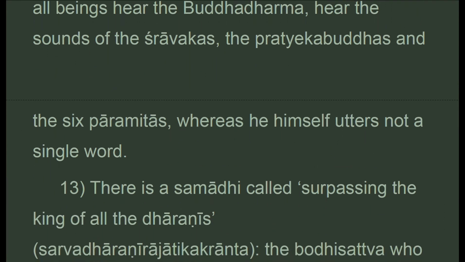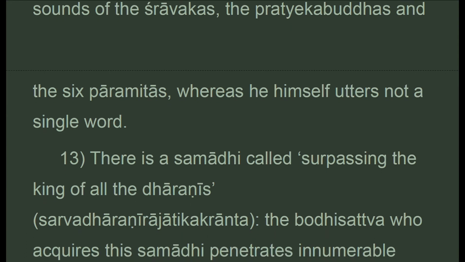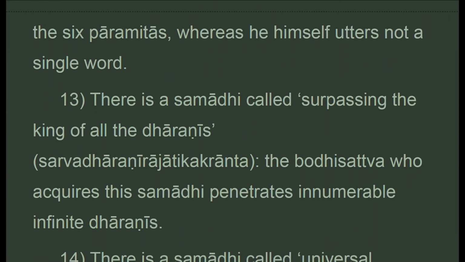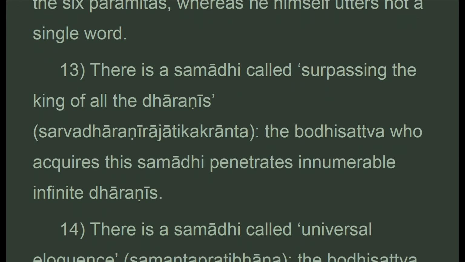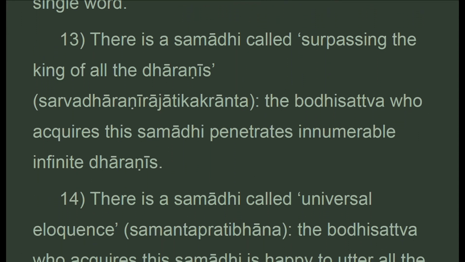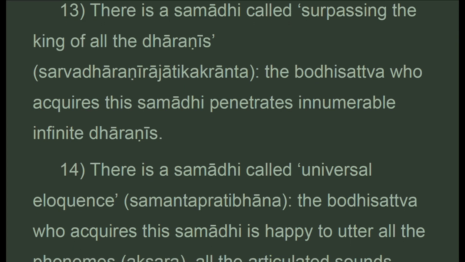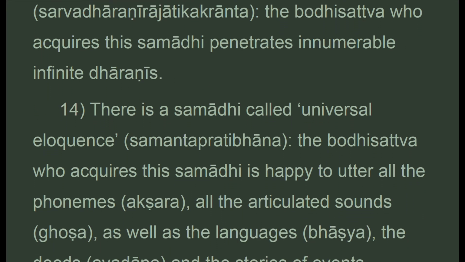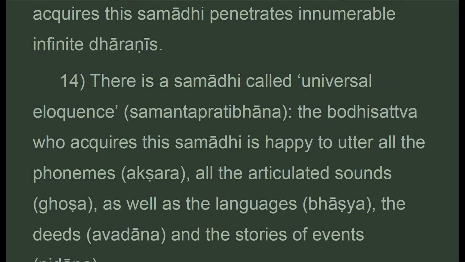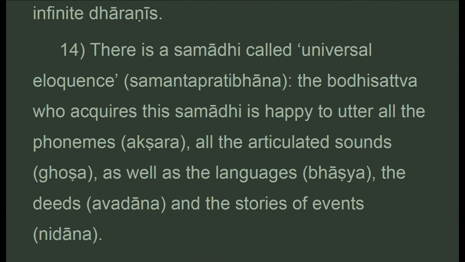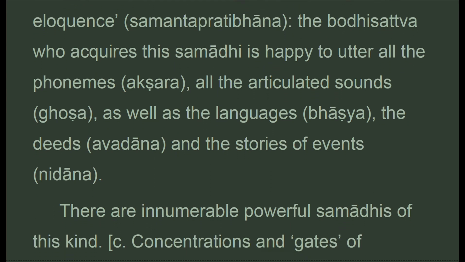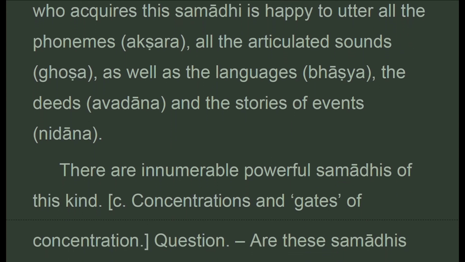13. There is a samadhi called surpassing the king of all the Dharanis. The bodhisattva who acquires this samadhi penetrates innumerable infinite dharanis. 14. There is a samadhi called universal eloquence. The bodhisattva who acquires this samadhi is happy to utter all the phonemes, all the articulated sounds, as well as the languages, the deeds and the stories of events. There are innumerable powerful samadhis of this kind.